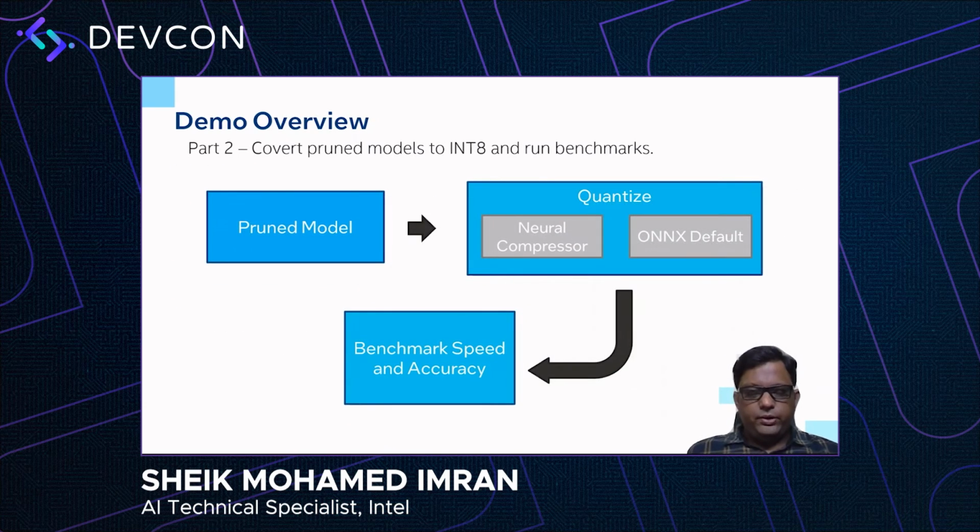So next, what we're going to do in part 2 is take the pruned model. We're going to quantize this pruned model using two different techniques: one using Intel Neural Compressor, and the other using the default configurations available through ONNX. And we're going to take both of these models and see how good or bad they are in terms of speed and accuracy. So let's go to the code now.